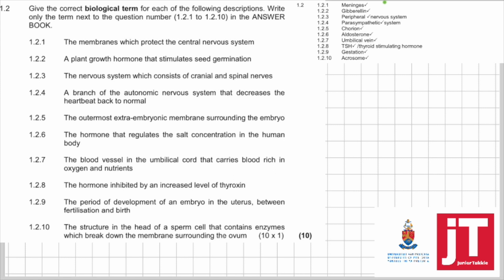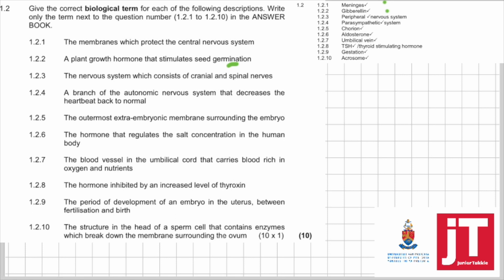1.2.2. A plant growth hormone that stimulates seed germination. G, germination. I remember the hormone responsible for germination, gibberellins, because it starts with the G. Again, look at the spelling of gibberellins. If you're struggling, try to sound out the word, or learn the word like that by sounding it out.